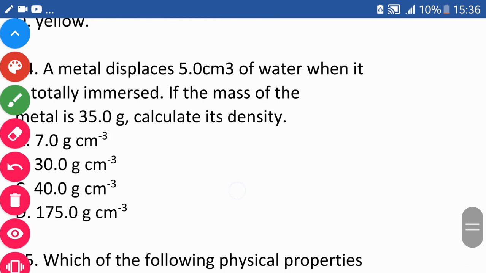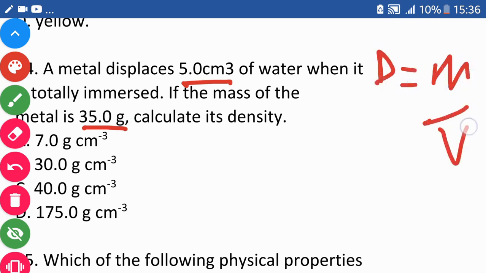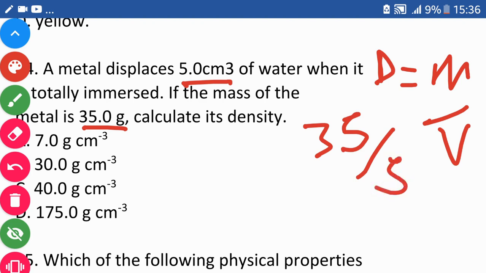34. A metal displaces 5 cm cube of water. That's the volume when it is totally immersed. If the mass of the metal is 35 grams, calculate the density. Density again is mass over volume. So the mass is 35. The volume is 5. So we're going to have 7 grams per cm cube. So answer is E.